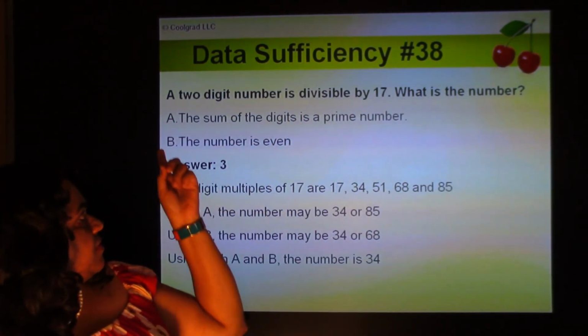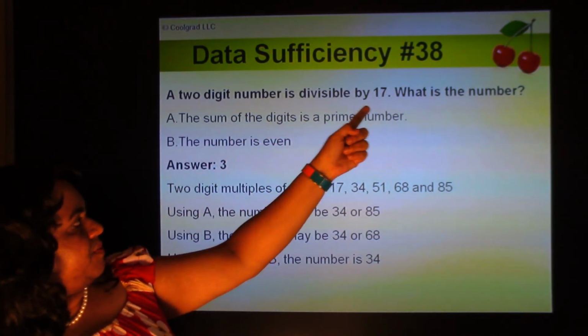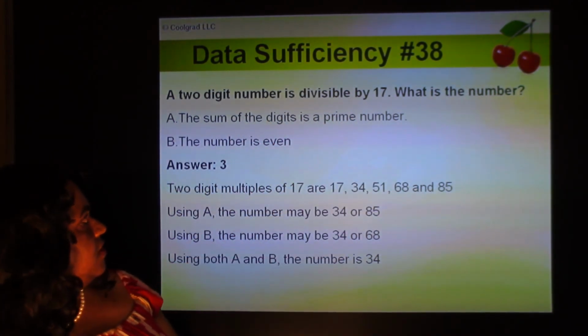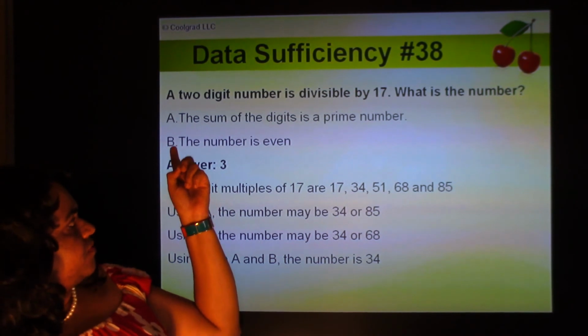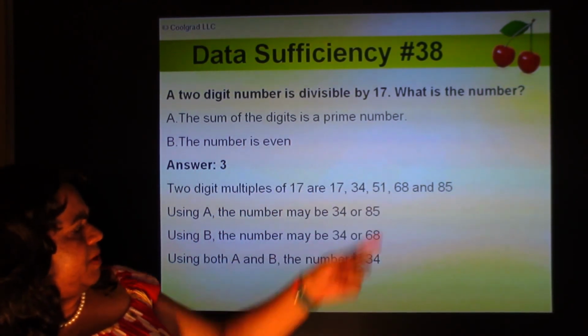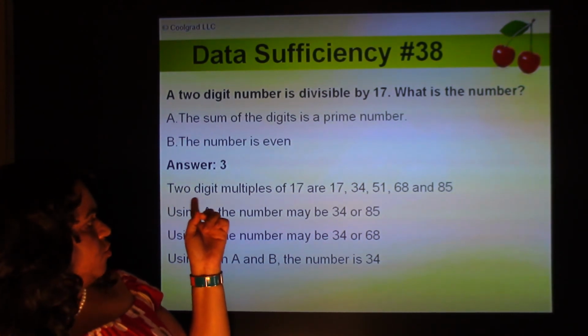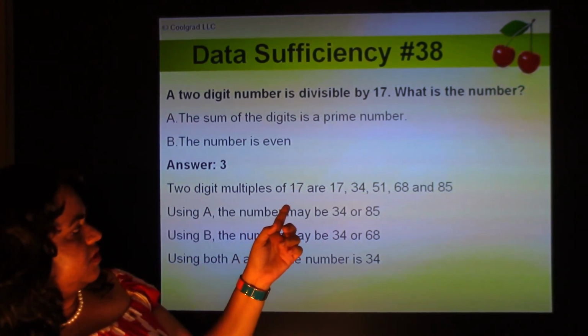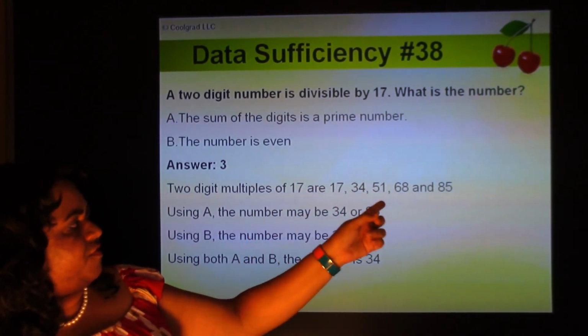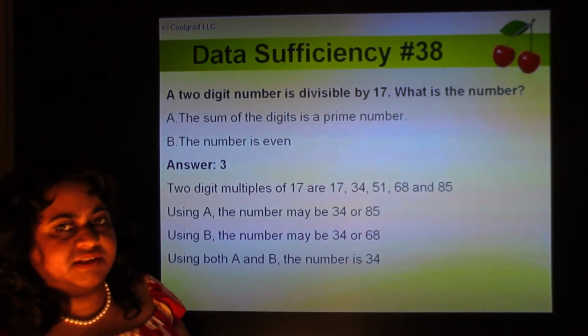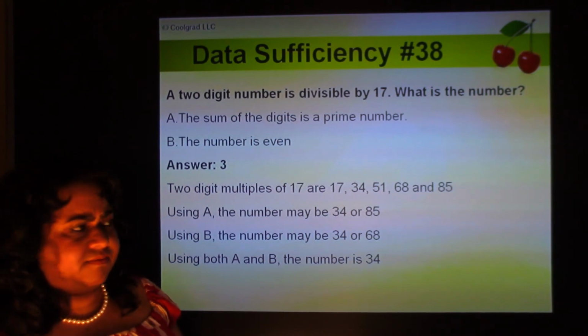Question 38. A 2-digit number is divisible by 17. What is the number? Statement A. The sum of the digits is a prime number. Statement B. The number is even. So, the 2-digit multiples of 17. Which are the numbers? 17, 34, 51, 68 and 85. These are the 5 numbers that are 2 digits and multiples of 17.